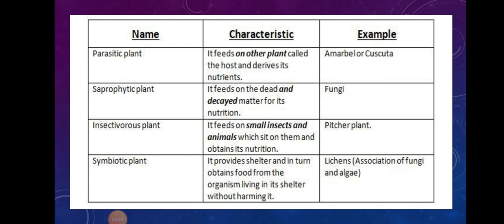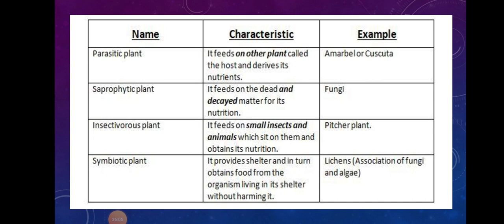Next is insectivorous plants. These feed on small insects and animals which sit on them and obtain nutrition, like pitcher plant, Venus flytrap, we have already discussed. Then comes symbiotic plant. First of all, the term symbiotic means mutual relationship. That is, both the organisms are mutually benefited from one another. Such type of relationship is known as symbiotic relationship. And what are symbiotic plants? It provides shelter and in turn obtain food from organisms living in its shelter without harming it.